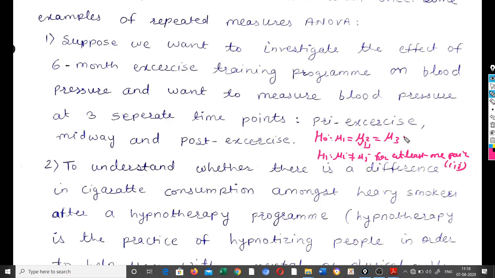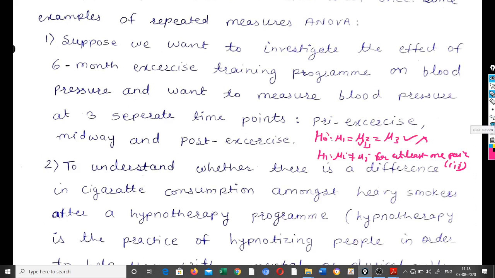Now, if this hypothesis is accepted, it means there is no significant difference between blood pressures at 3 different time points. This means this training program is not effective. And if this hypothesis is rejected, then we want to check the pairwise comparisons to check whether this exercise is effective or not.